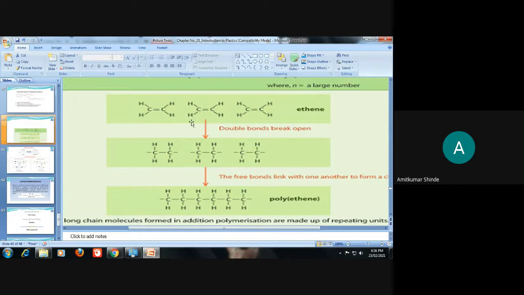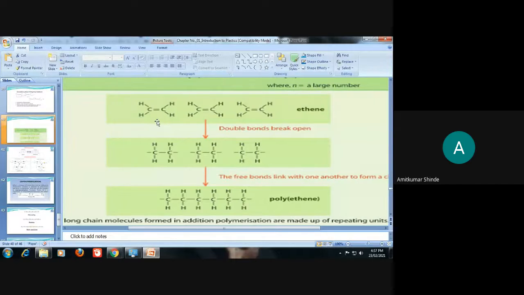Okay, now I think I have zoomed it. Here these are the ethene monomers. These three are ethene monomers. Now here you can see clearly, in between these two carbon atoms a double bond is there, and two hydrogen atoms are attached to each carbon atom.